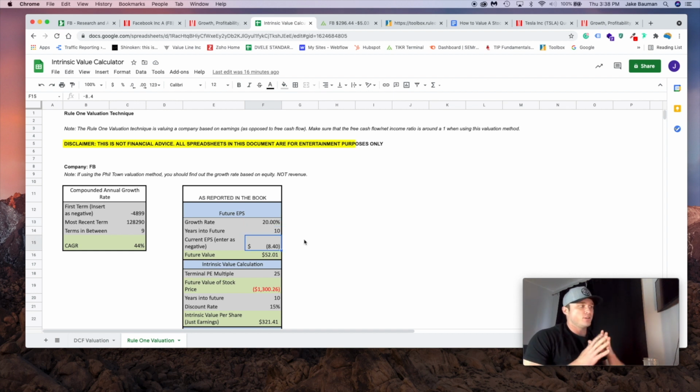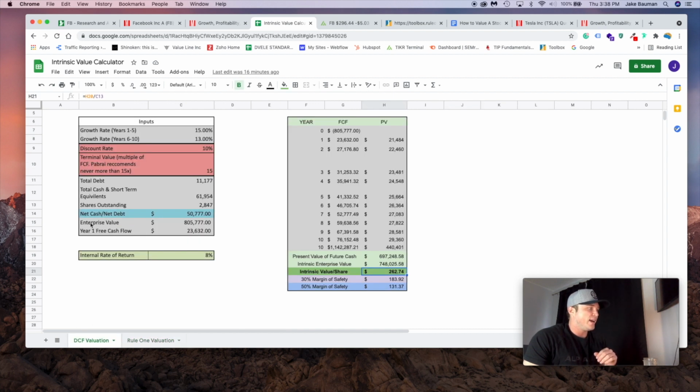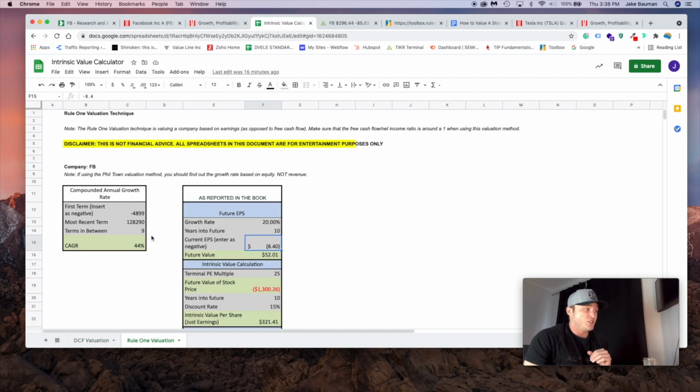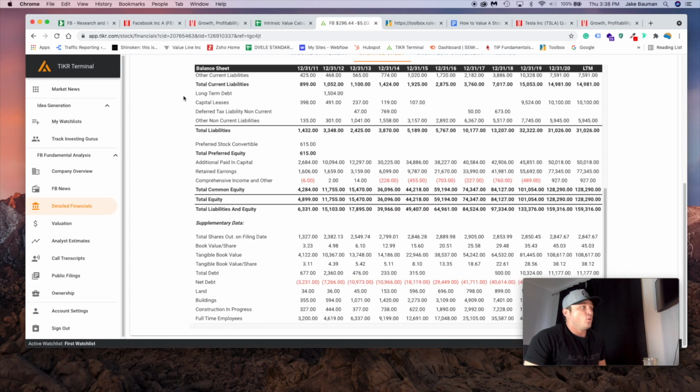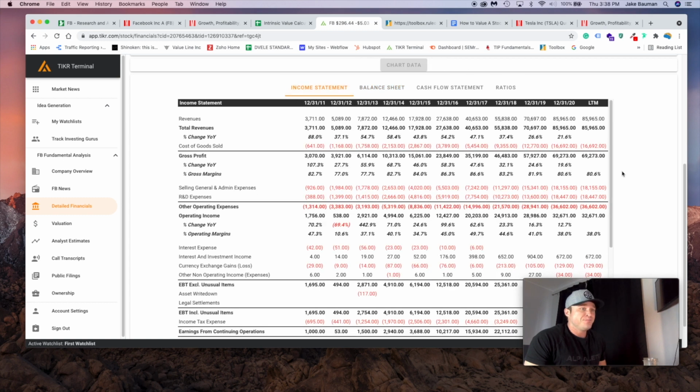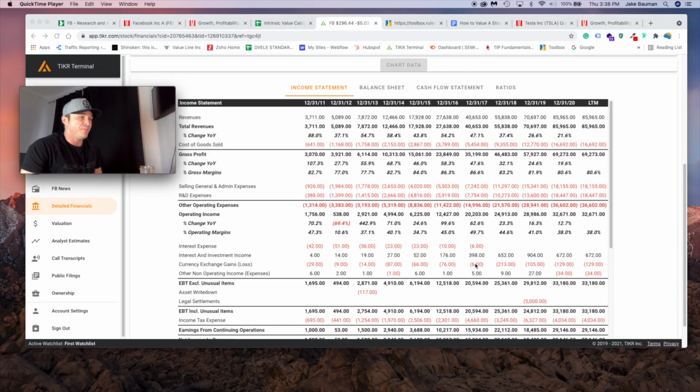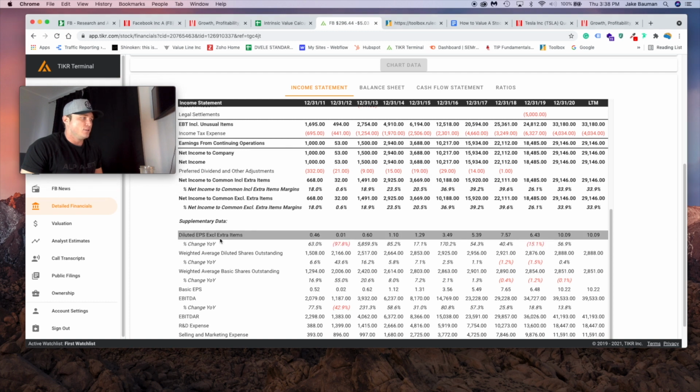Now, the thing I want to talk about, and this is the big difference between the Rule 1 valuation technique and the discounted cash flow, is that you are valuing the company on a per share basis, on an earnings per share basis. So here, we valued the company on its enterprise value and free cash flow. We are not doing that with the Rule 1 strategy. So the way you do it is you go to the balance sheet and you want to know what the earnings per share is. So you're just going to scroll down and you're going to go diluted EPS.